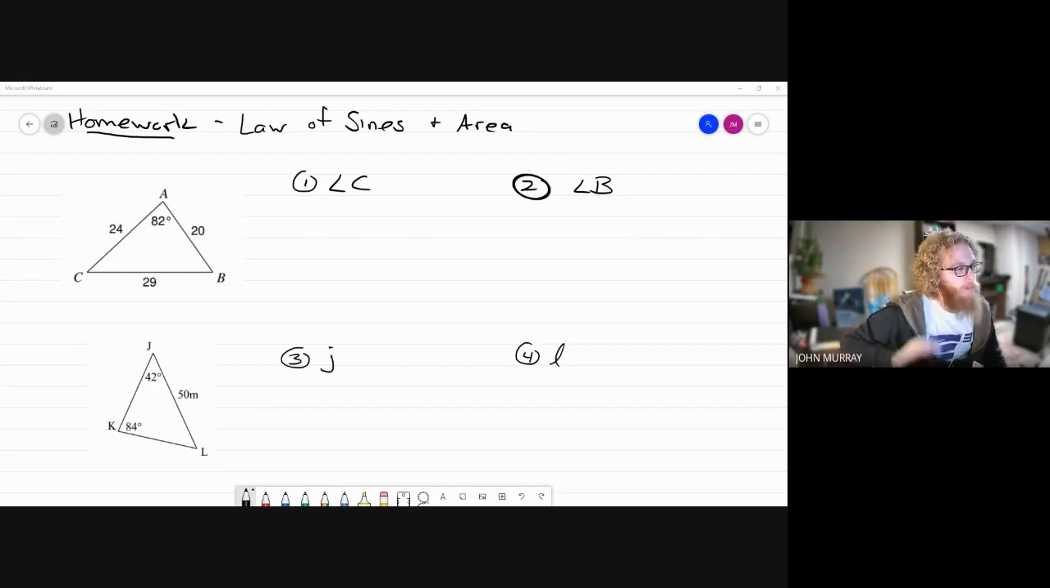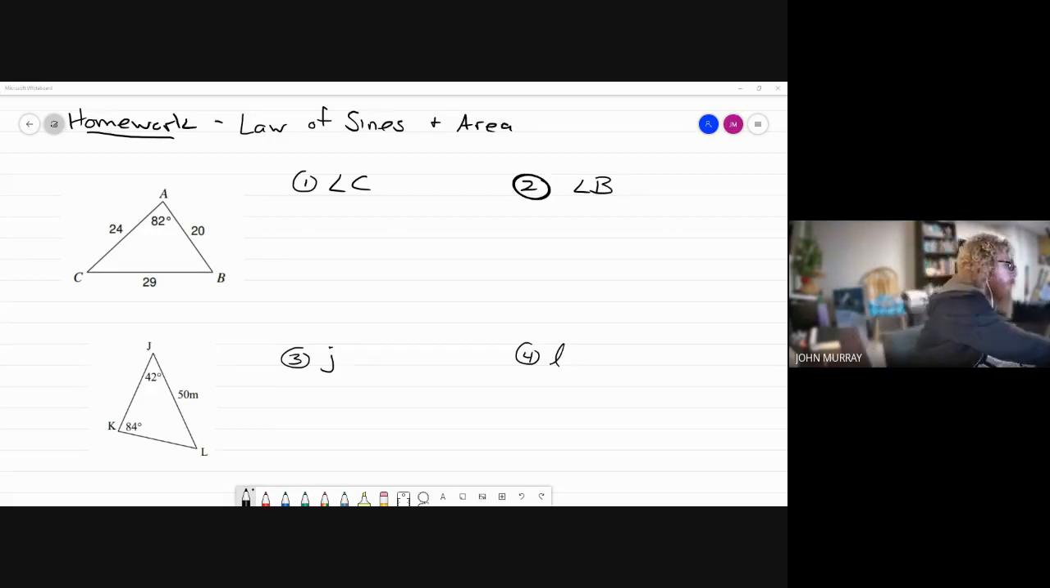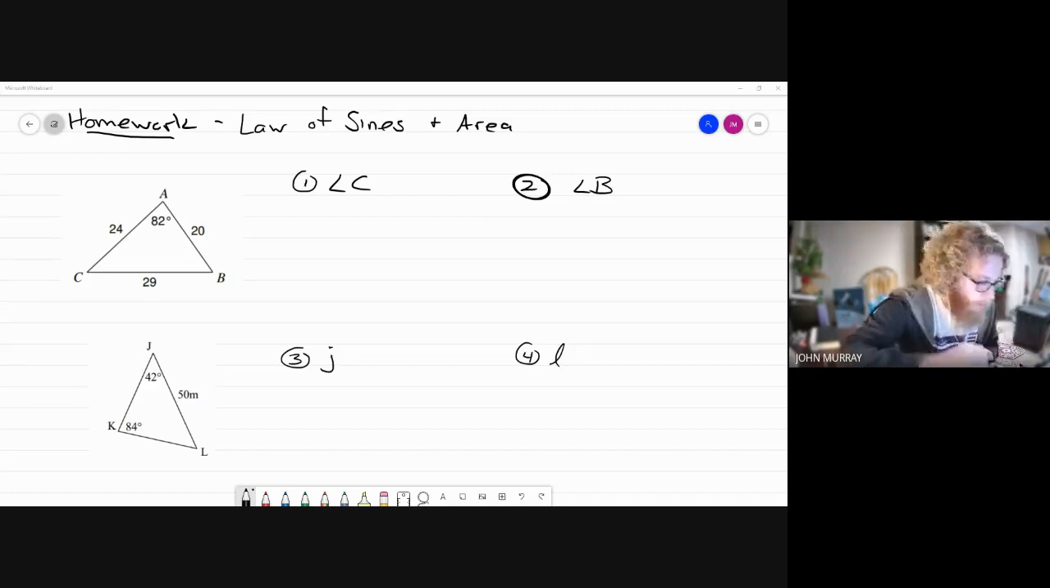Okay. So for homework, you had 4 law of sines problems and then 1 area problem. We were supposed to use our new equation for area. So we'll take a look at that first. For the first one, we had a triangle with all 3 sides. For the first part, I asked you to find angle C. And for the second part, I asked you to find angle B.